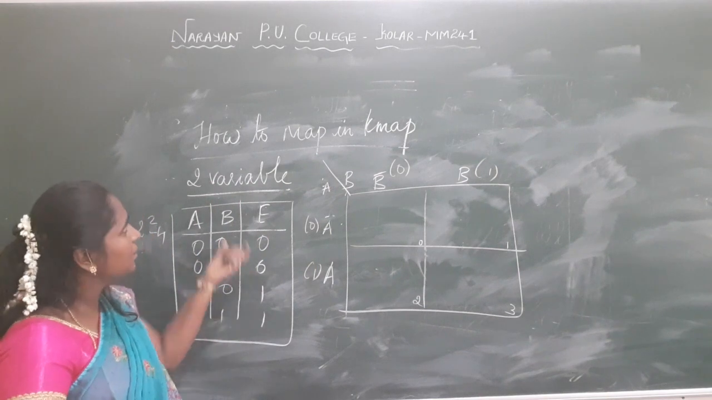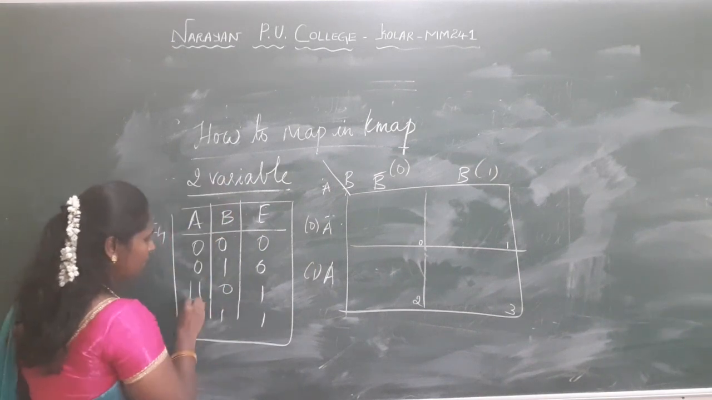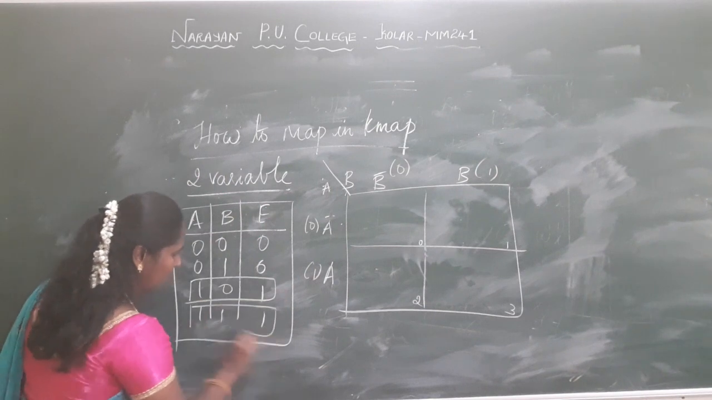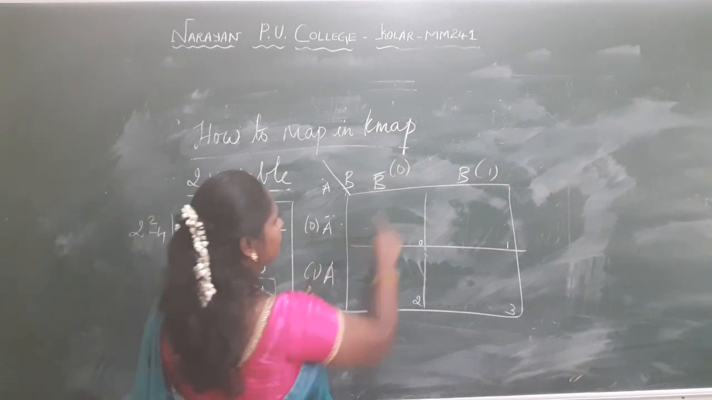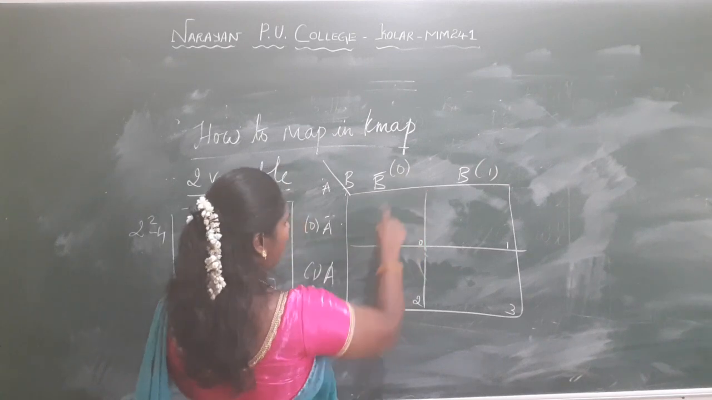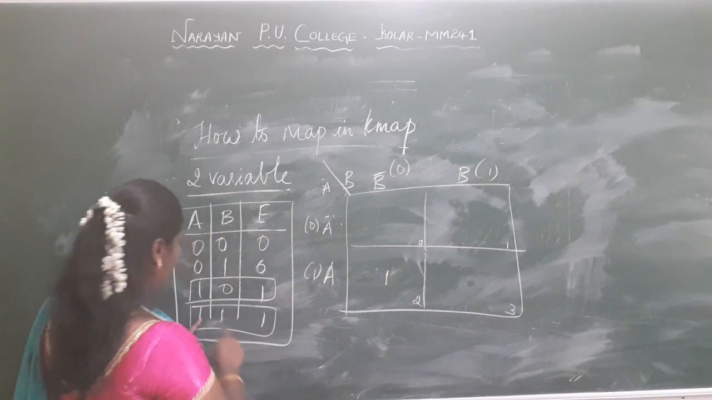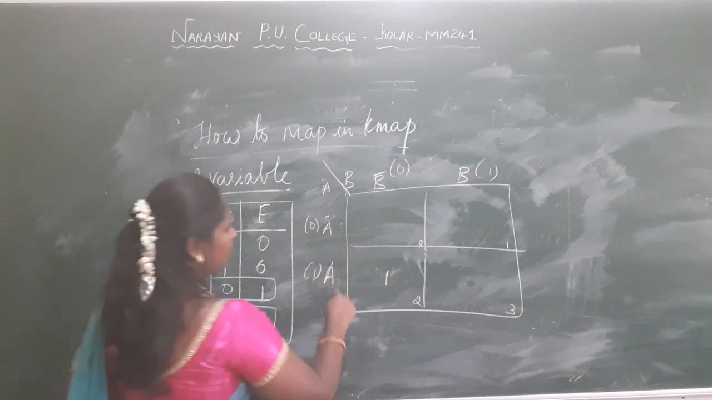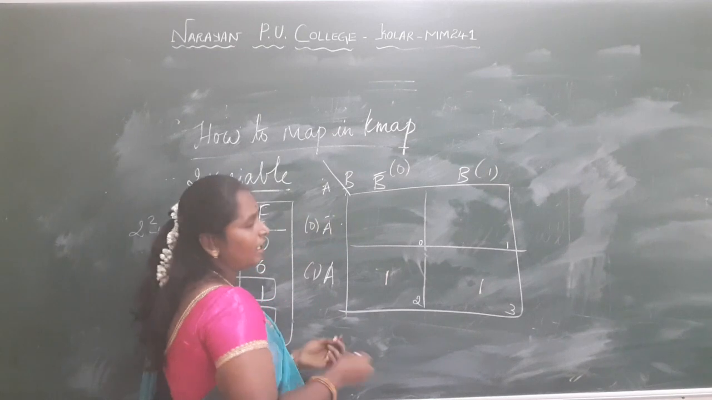Here we are using an SOP. The output ones for this are this particular expression and this one, that is 1, 0, which gives 1. Next, 1, 1, which is also 1. So I am going to encircle these ones.